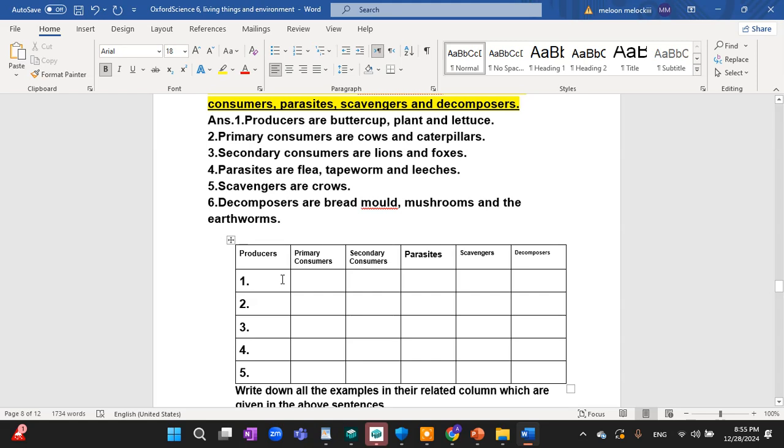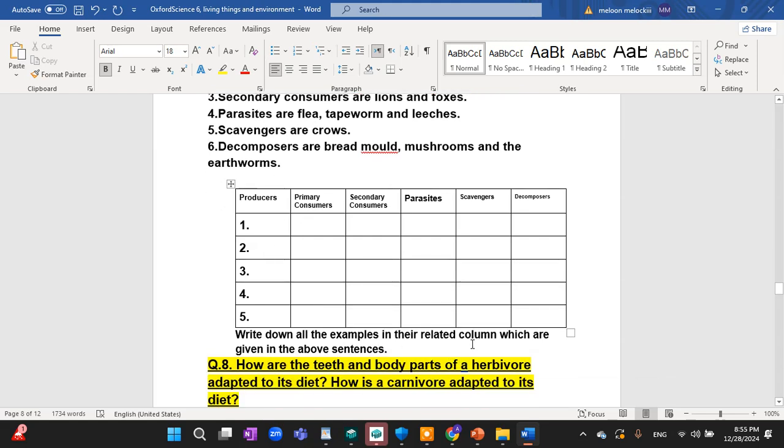So this is the table, and you have to write down all the examples here. Write down all the examples in their related column, which are given in the above sentences.